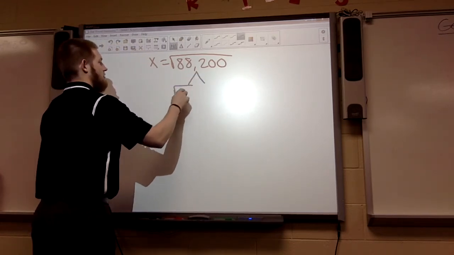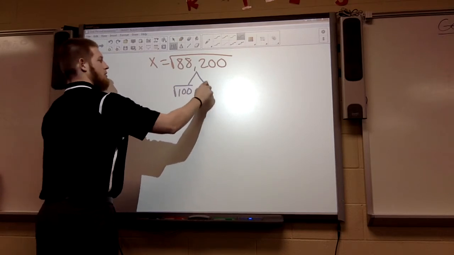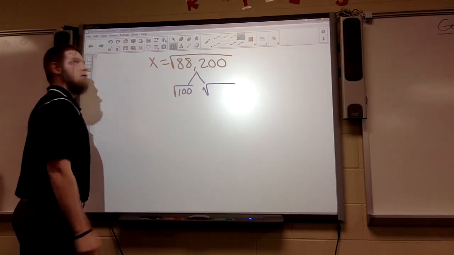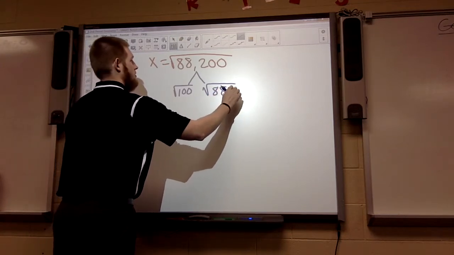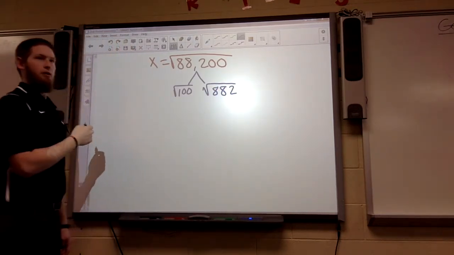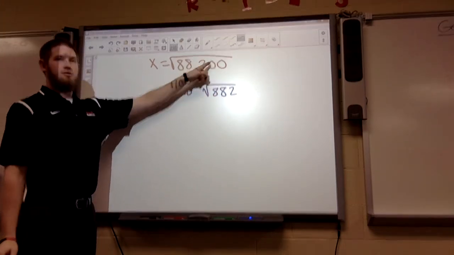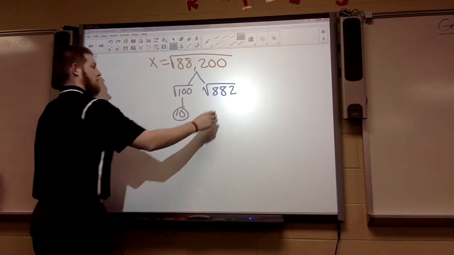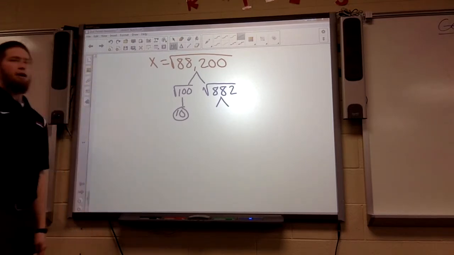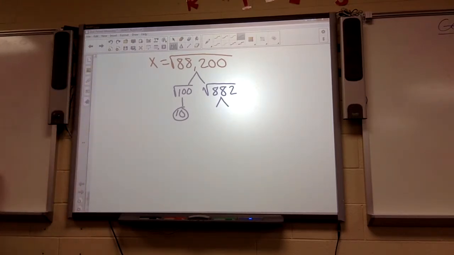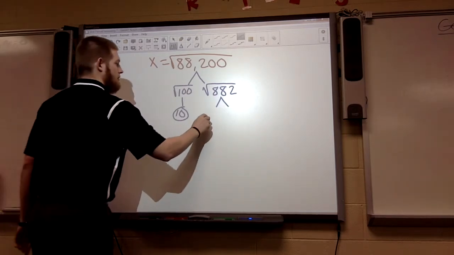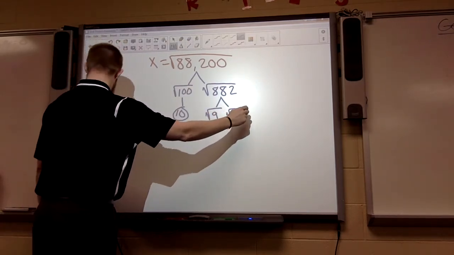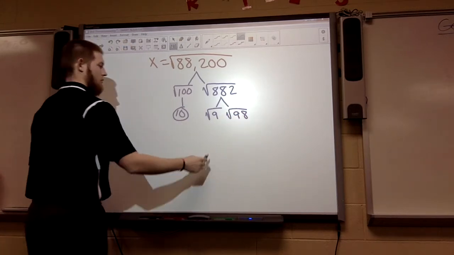So if I take out the square root of 100, what am I left with? Just 882, because I just divide by 100, right? Because 100 times 882 is 88,200. What is the square root of 100? 10. Okay, so we knocked off a big chunk there. 882. We gotta find a perfect square that goes into 882. 9. Okay, so if you take 882 divided by 9, 98. So I get the square root of 9 here, and I get the square root of 98.